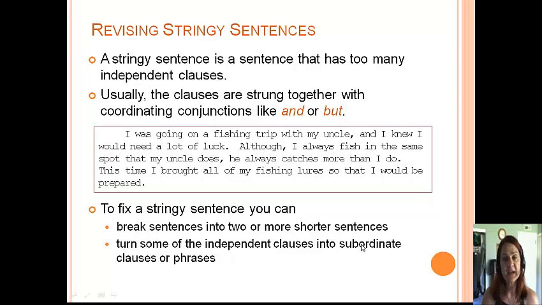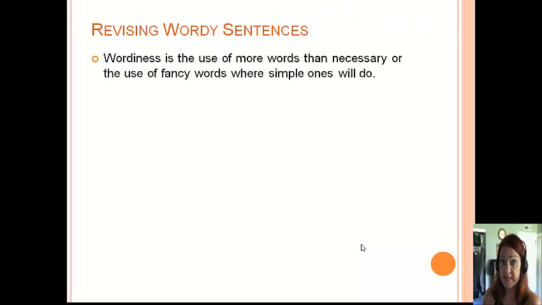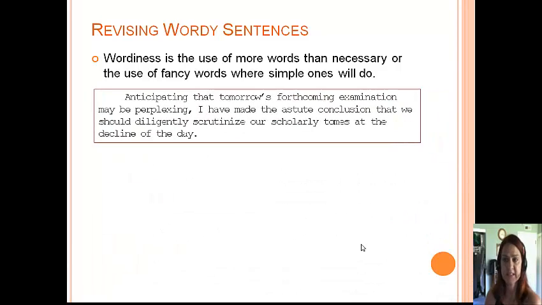So the 2 ways we've had to improve style is to use parallel structure and then to revise your stringy sentences. The next way is to revise wordy sentences. And wordy sentences is just what it means. Wordiness is the use of more words than necessary, or the use of fancy words where simple ones would do. Let's look at this example. Anticipating tomorrow's forthcoming examination may be perplexing. I have made the astute conclusion that we should diligently scrutinize our scholarly tomes at the decline of the day.